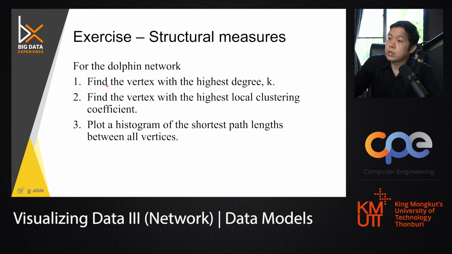Right, now it's your turn. You got 5 minutes to first find the vertex with the highest degree, the most famous, the most popular dolphin in the network. Right. The second, find the vertex with the highest local clustering coefficient. Again, the one that is the key connecting to another dolphin. See if they are the same. The last one, plot a histogram of shortest path length between all vertices. Look at the manual. You see how to get all the shortest paths and the length out. Okay. Well, you got 5 minutes. Yeah, I'm measuring time now. So I got it until 11:06. Okay, I'll be back.